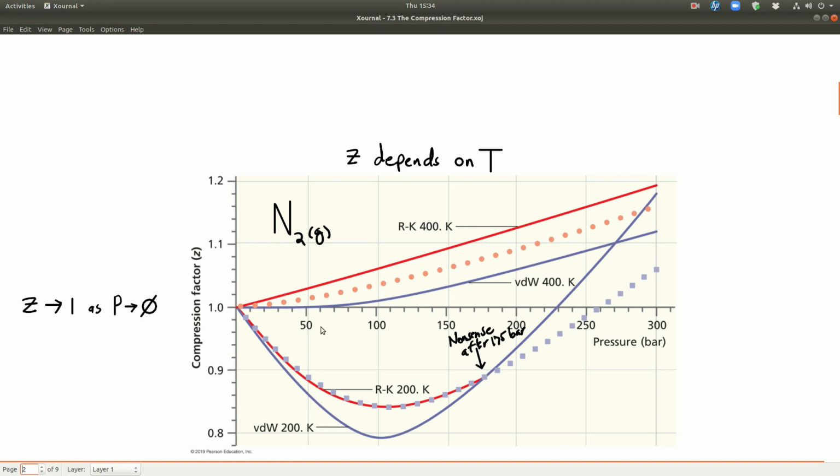Also, the compression factor goes to 1 as the pressure goes to 0 right there, which makes sense because in the limit, as the pressure goes to 0, there aren't going to be any interactions between the particles, and the particles will take up very little volume, which is an ideal gas. With the Redlich-Kwong equation, we get really good prediction of behavior in this region at 200 Kelvin, but once you go past about 175 bar at 200 Kelvin, you get nonsense from the Redlich-Kwong equation, so it doesn't work past that, basically.